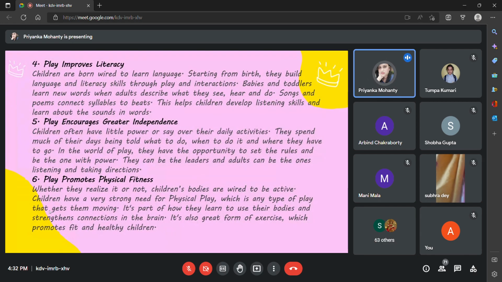Play promotes physical fitness, whether they realize it or not. Children's bodies are built to be active. Children have a very strong need for physical play, which is any type of play where they move. It's part of how they learn to use their body and strengthen connections in their brain. It's great exercise, which promotes fit and healthy children.